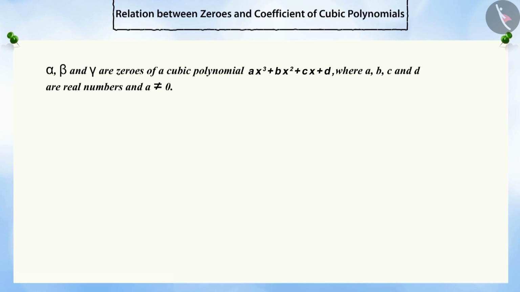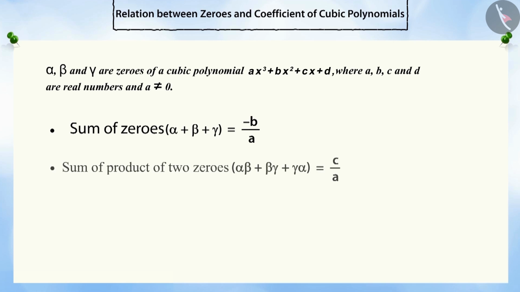Similarly, if alpha, beta and gamma are the zeros of a cubic polynomial ax cubed plus bx squared plus cx plus d, then the sum of the zeros is minus b by a. The sum of the products of two zeros at a time is c by a. And the product of all the zeros is minus d by a.